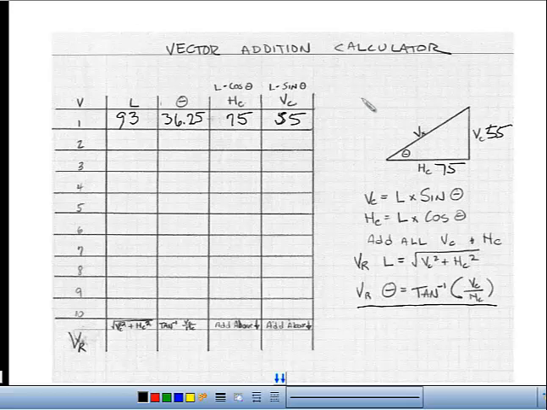The next vector, so let's see, this one was 93 with a phase angle of about 36. The next one on page 66, question 22, they give us a 100 unit long vector which has a 35 degree displacement. All right, so they're giving us the length and the direction.